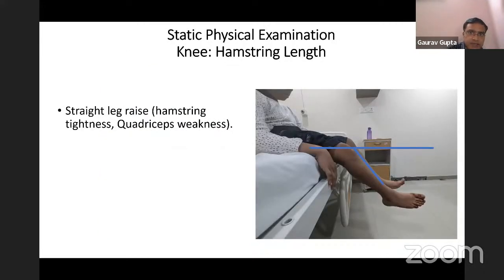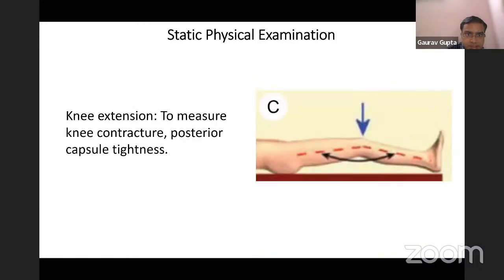Then after assessing the hip, we should assess the knee, where we are mainly assessing the hamstring length. So we can do the straight leg raise test. We can ask the child to sit on the couch at the corner of the bed, and then ask the child to extend the knee. The child should not be bending backwards, and his spine should be straight. And the lag from neutral is known as the extensor lag, and it suggests either hamstring tightness or quadriceps weakness. In both of them, there can be extensor lag. Then we should check the knee extension by asking the child to lie supine and extending his hip and knee, and the lag between the knee and the couch can tell us the contracture of the knee, and it can be due to posterior capsular tightness also.